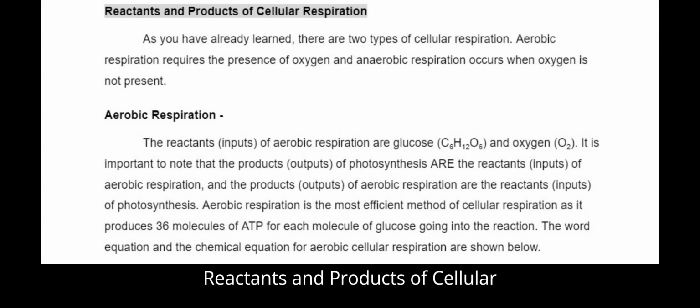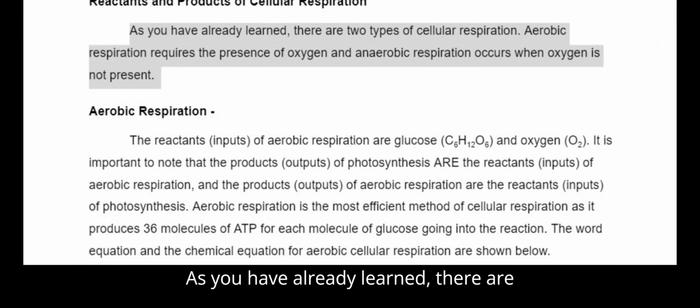Reactants and products of cellular respiration. As you have already learned, there are two types of cellular respiration. Aerobic respiration requires the presence of oxygen, and anaerobic respiration occurs when oxygen is not present.